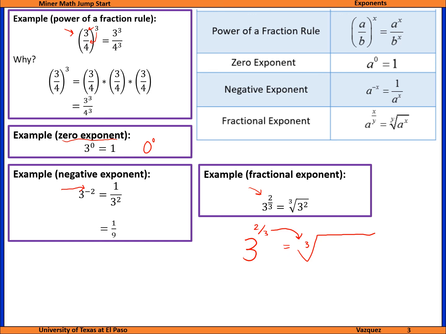We call that number the index. In this case, we're going to have a cube root because it's a 3. And then the 2, the numerator, becomes the exponent of the number inside, being 3 squared. And as you can see over here, the rule tells us exactly that.